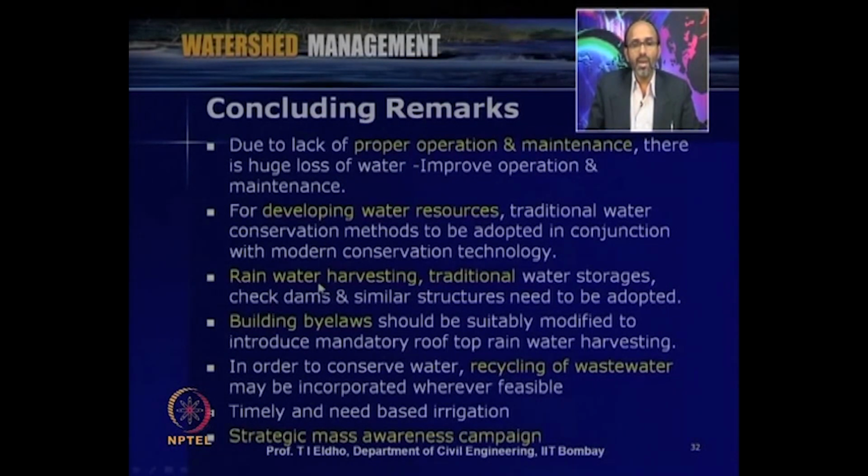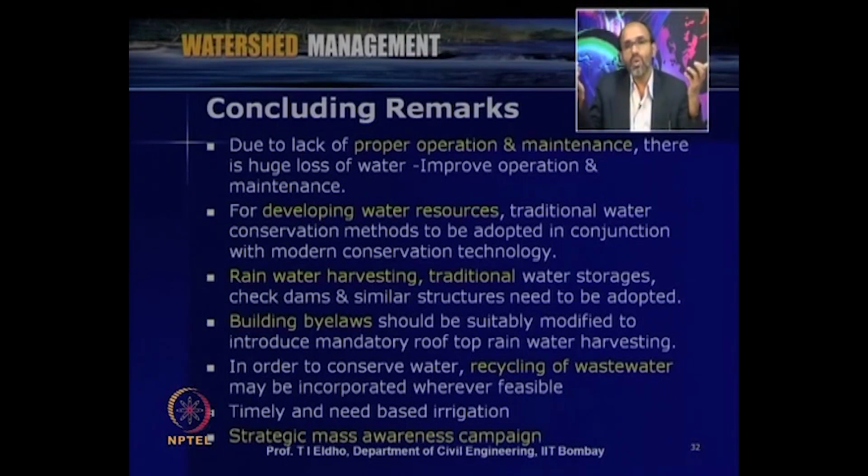Then one of the important aspects in water conservation is rainwater harvesting, traditional water storages, check dams and similar structures that we have to consider. Then we can suitably modify building bylaws to introduce mandatory rooftop rainwater harvesting or groundwater recharge schemes. And in order to conserve water, we can go for recycling and reuse, depending upon the type. Then timely and need based irrigation: instead of simply irrigating the farms, we can identify what the interval should be, whether the crops are under water stress, and then go for timely and need based irrigation.